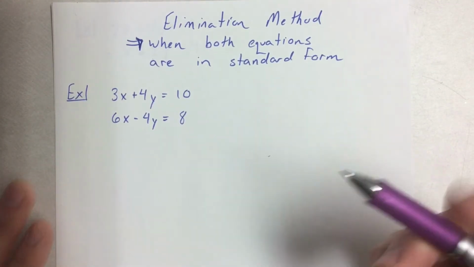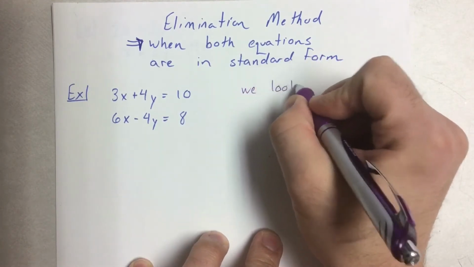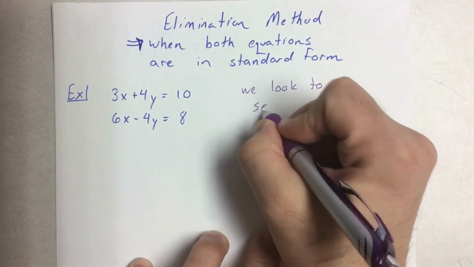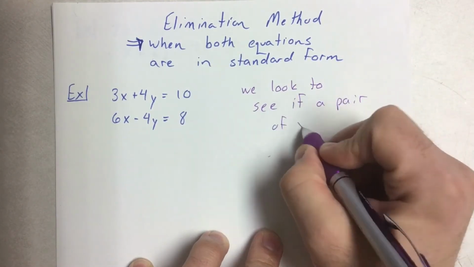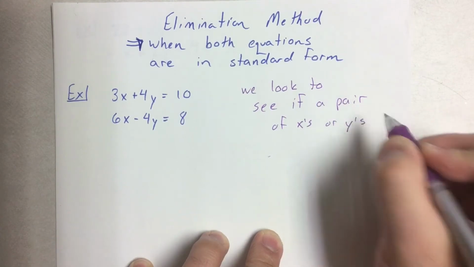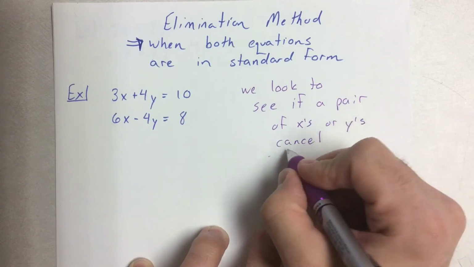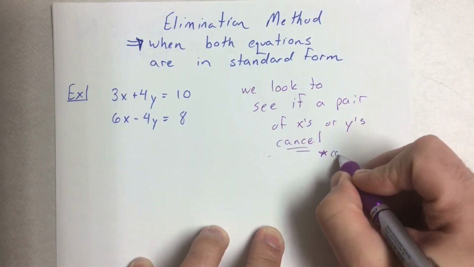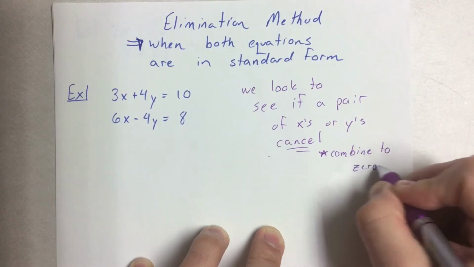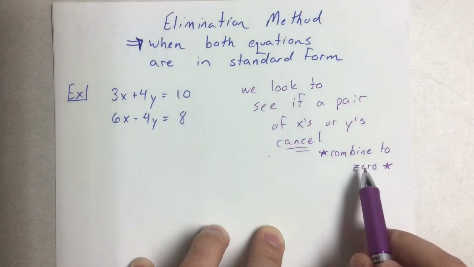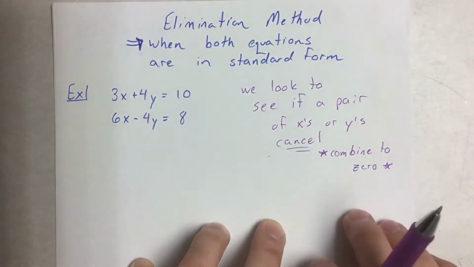So this elimination method, it's in the name, elimination. We look to see if a pair of x's or y's cancel. And what it means when I say cancel is that they'll combine to 0. And how they combine to 0, one's going to be positive, one's going to be negative, like positive 4, negative 4. Oh, look at that. So we see this here.